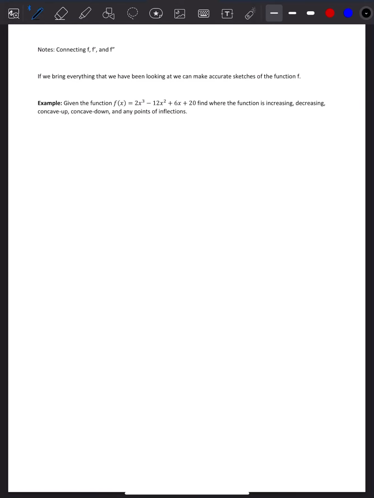We're going to be talking about connecting f, f prime, and f double prime. What we're going to be doing is taking these things together to end up making the sketch of our original function. Sketching your function is not going to be something you're asked to do on the AP test, but analyzing what's going on with each part is.